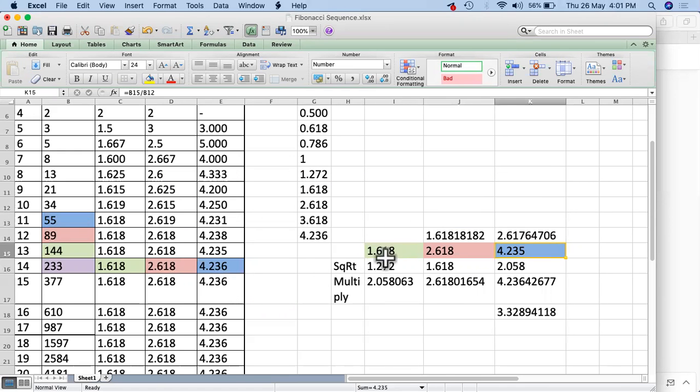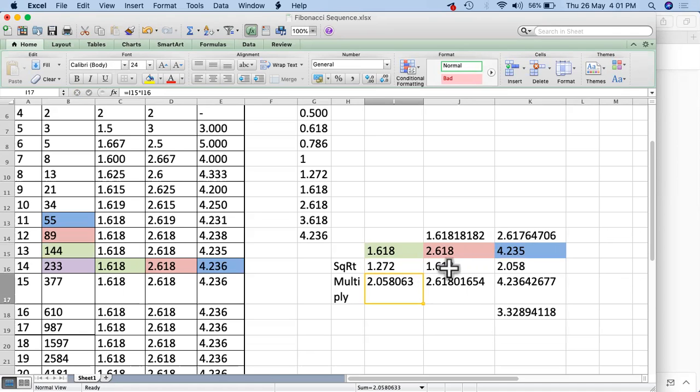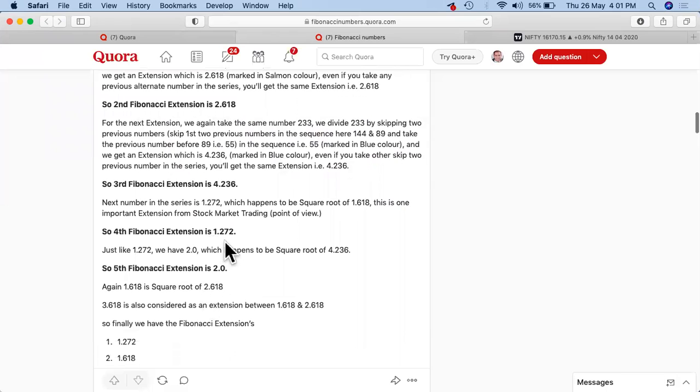1.272 is a square root of 1.618. So the square root of 1.618 is 1.272, right? And if you see again, 1.618 is a square root of 2.618, right? So we got this extension 1.272. So we go for the fourth number, 1.272.